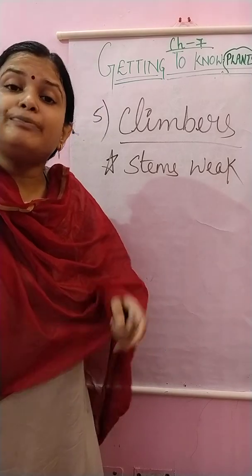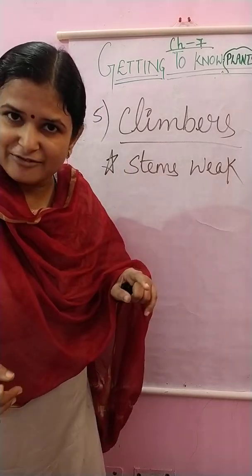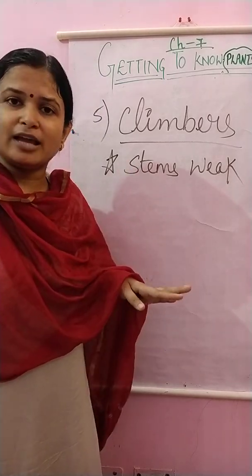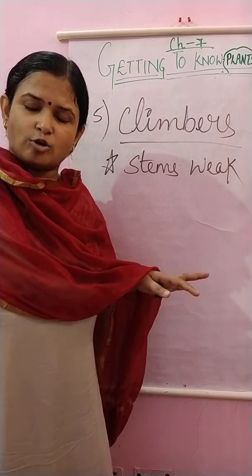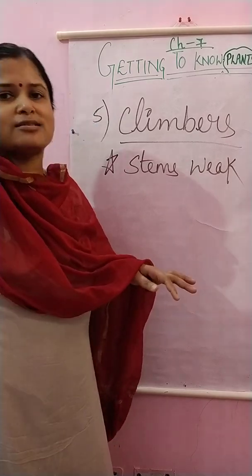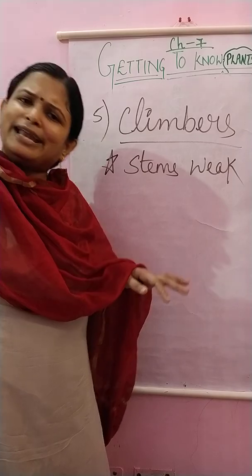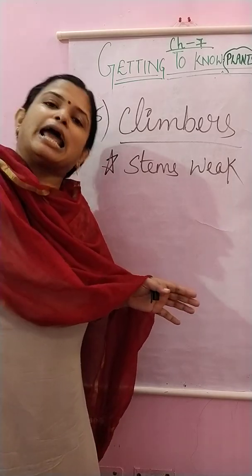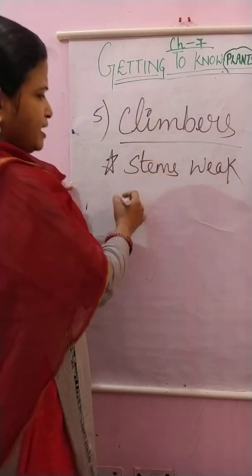For example, like money plant you must have seen. Their stems are weak. They cannot stand upright on their own, but they take support of neighboring plants or anything and they climb up. Okay, so what are the examples?